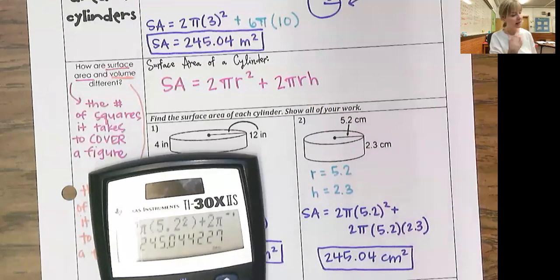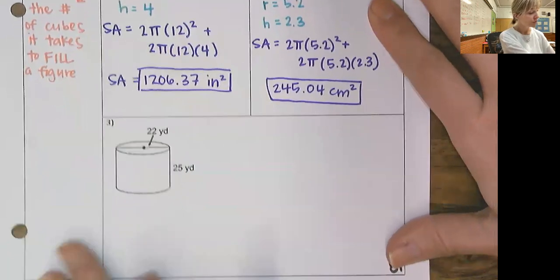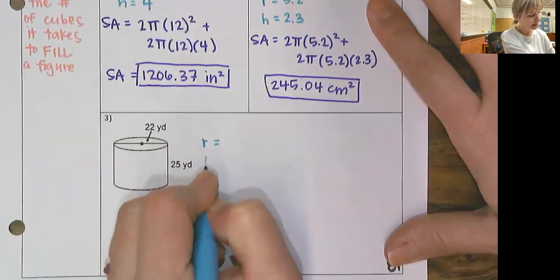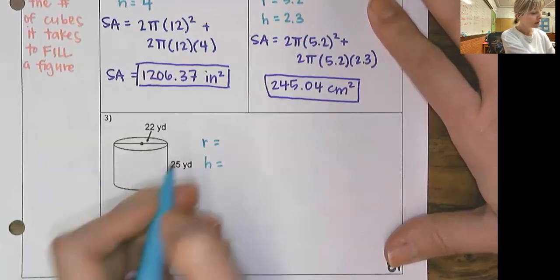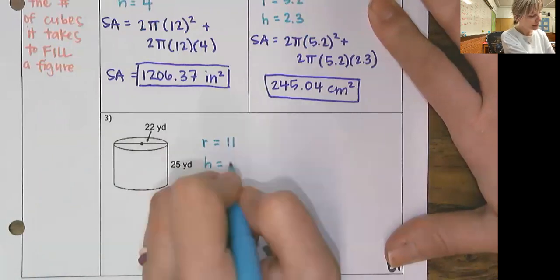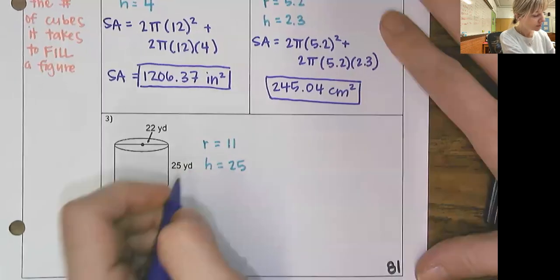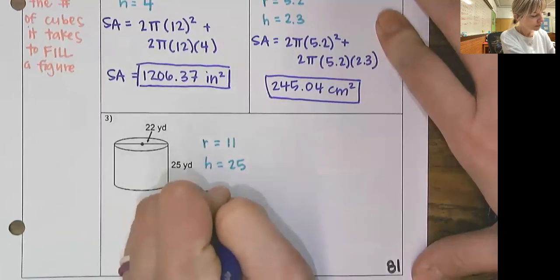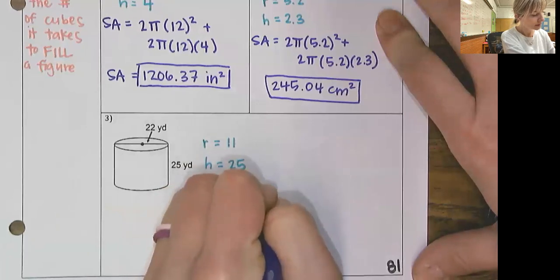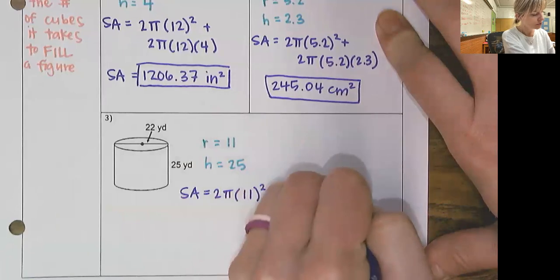At first, this formula looks big and scary. I actually think it's easier. 2 pi r squared plus 2 pi r h. It's all about just finding r and h. One more time. Careful here. What's r? 11. 22 is the diameter. r is 11, h is 25, the distance between the circles. Then all you have to do is go 2 pi r squared plus 2 pi r h.